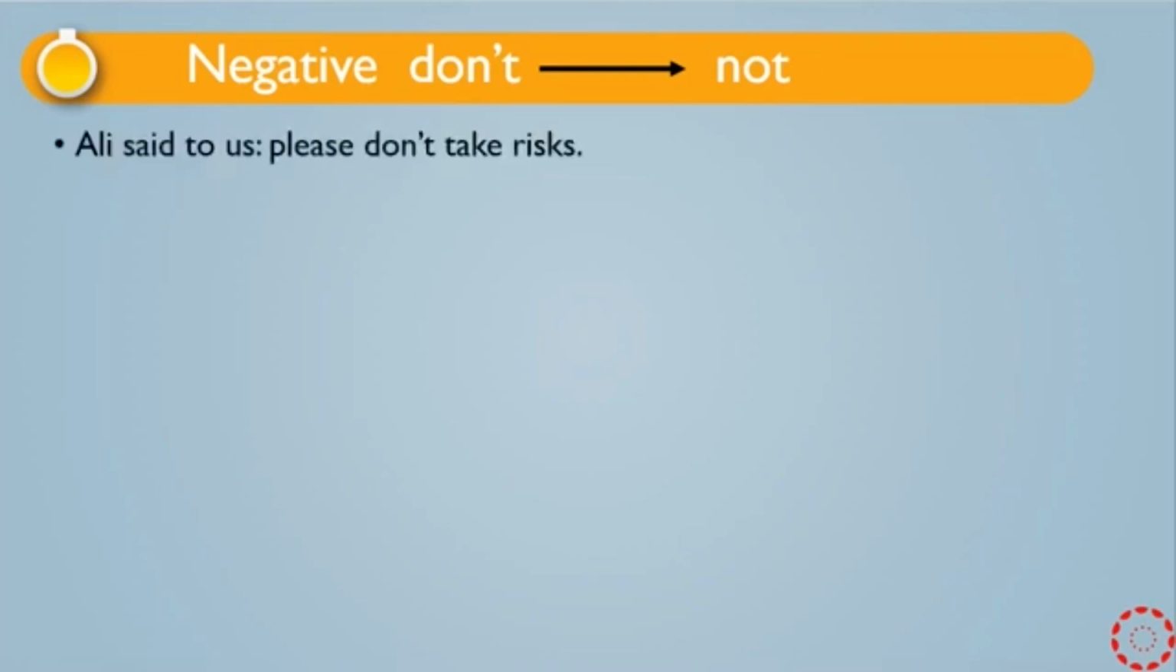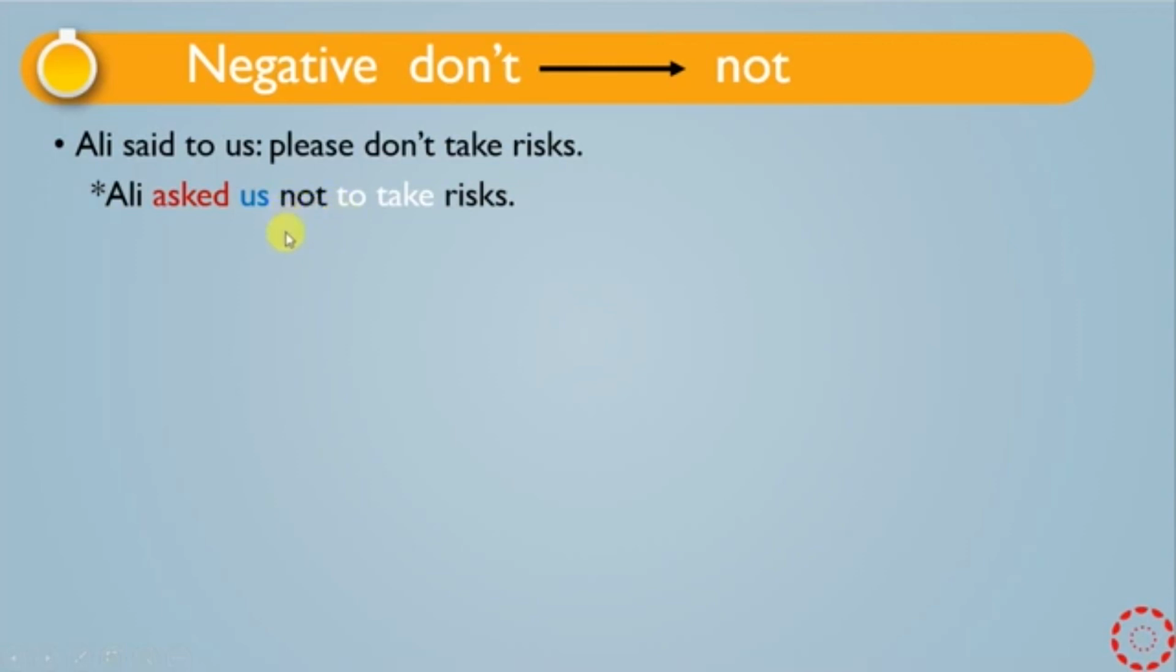Now we have negative. In negative, if we have don't, it became what? Not. So don't or doesn't became not. Let's see. Ali said to us, "Please don't take risks." Let's see how we are going to solve this sentence if it is negative. It became, Ali asked us not to take risks. It's very easy. We just add not after the object.